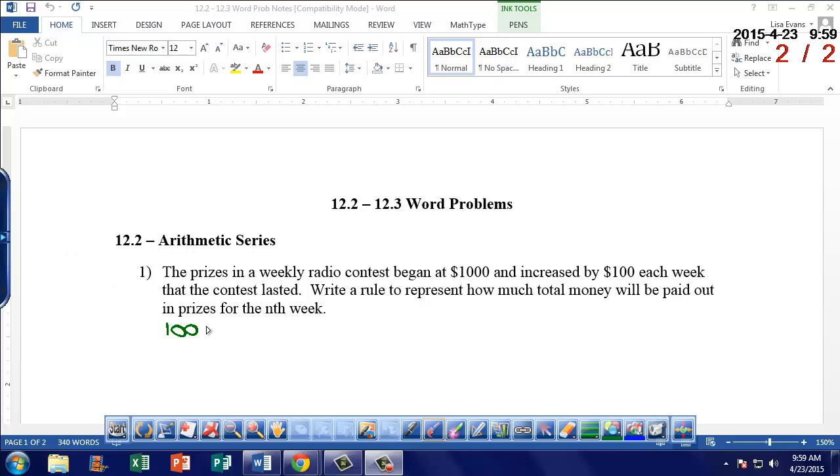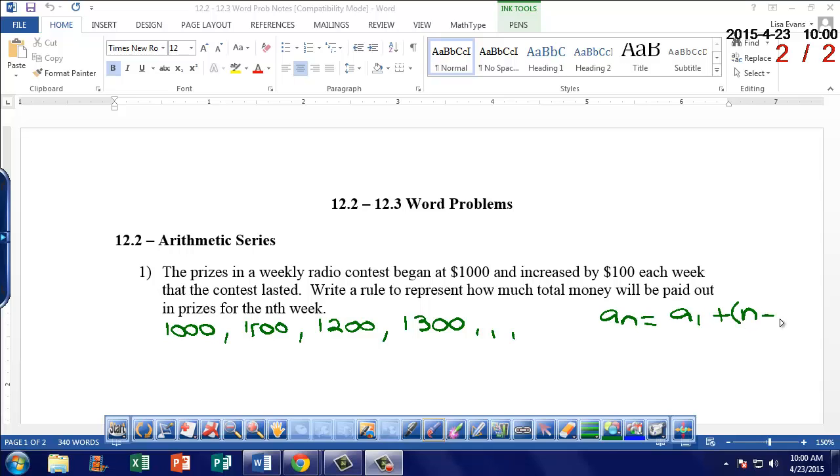I know I'm starting with $1,000 in week 1. Week 2 would be $100 more than that. Week 3 would be $100 more than that. Week 4, and so on. So let's see what we have here. When we're doing an arithmetic series, we need a sub n equals a sub 1 plus n minus 1 times d. Okay, so what do you have here?